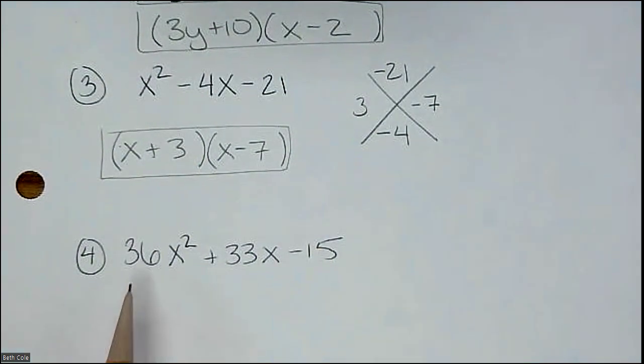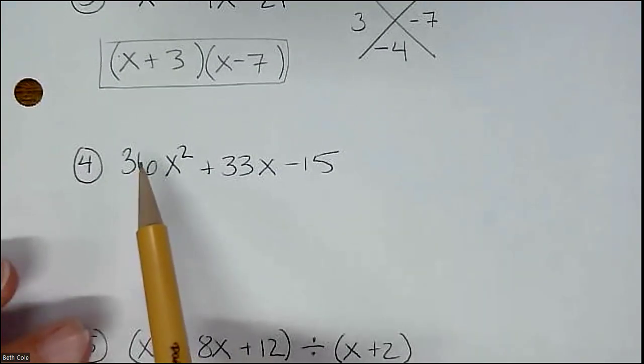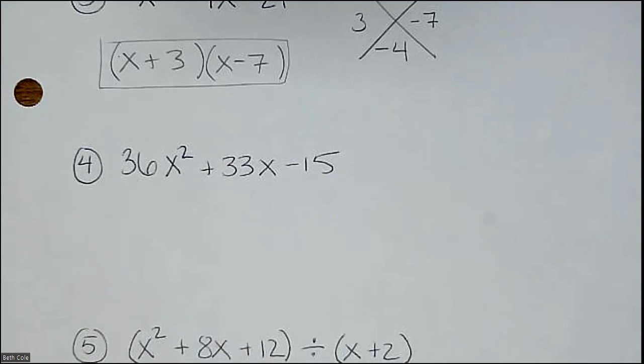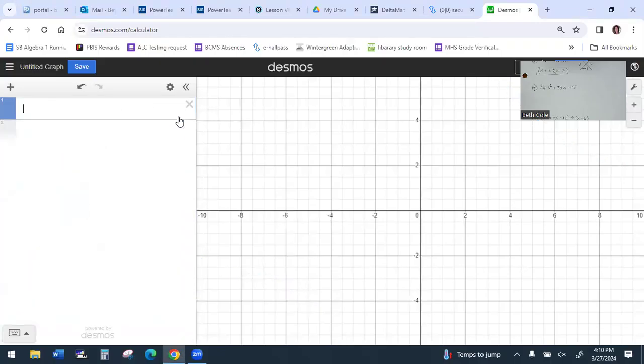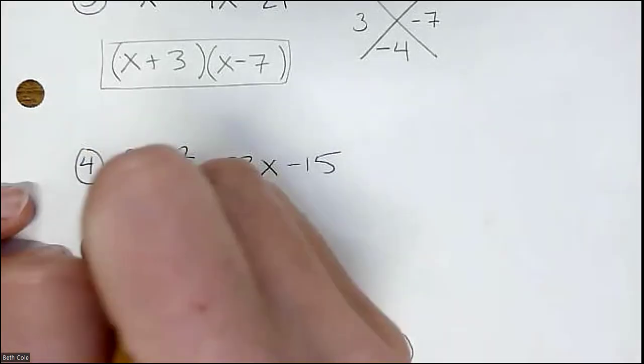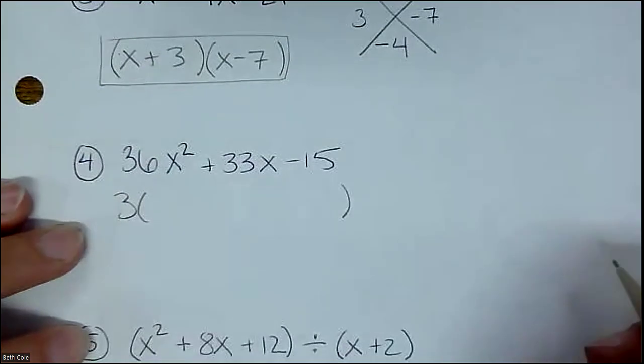Now, this one does have a number out front. What you also want to notice is these are all bigger numbers. There's probably something that we can divide out of all of them. So again, I'm going to use my calculator. Let me get rid of all this. I'm going to type in GCF, and then the numbers were 36, 33, and 15. So see, it will tell me 3. So we're going to divide 3 out of all of those.